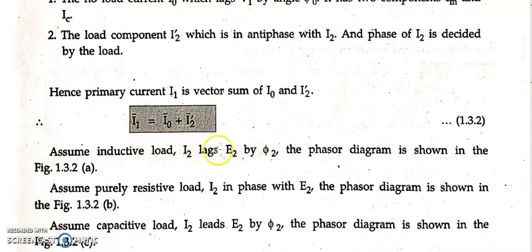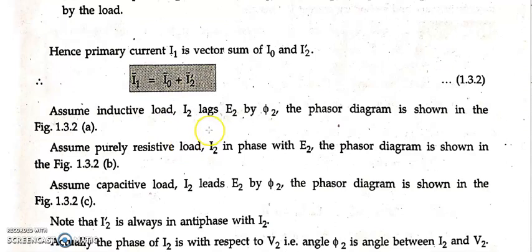And for this we can have phasor diagrams for inductive load, resistive load and capacitive load, because here I2 lags E2 in an inductive load, I2 is in phase with E2 in a pure resistive load, and I2 leads E2 in a capacitive load.